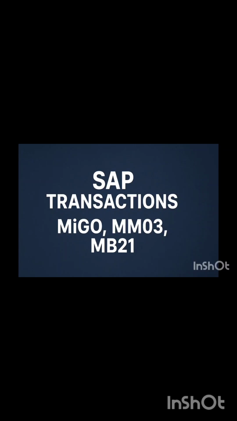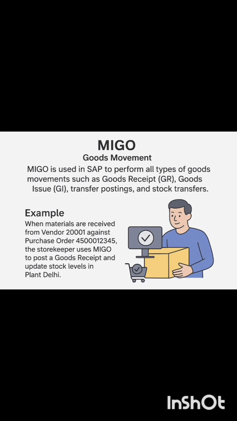Welcome to Quick Learning. In this video, we will be discussing three major transactions of SAP, which are MIGO, MM03 and MB21. MIGO is a goods movement transaction which is used in SAP to perform all types of goods movements such as goods receipt, goods issuance, transfer postings and stock transfers.